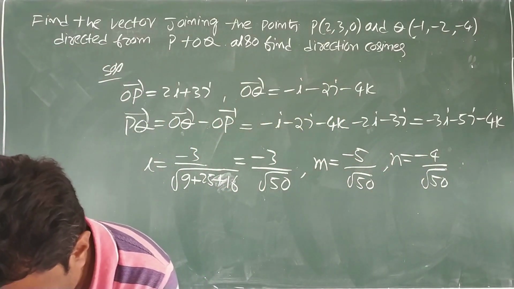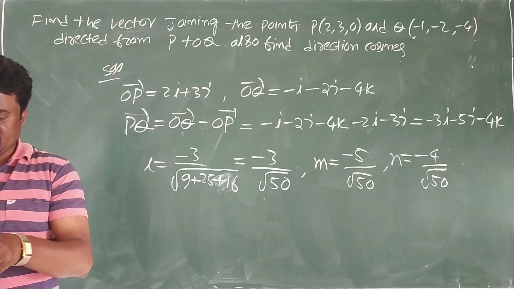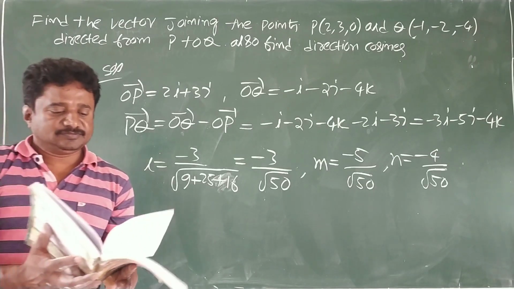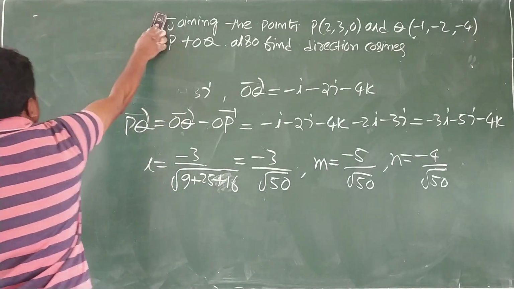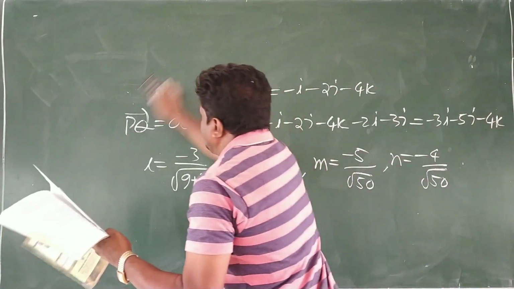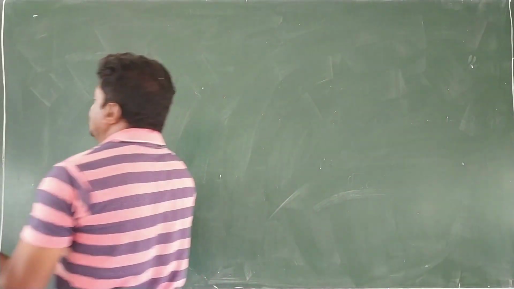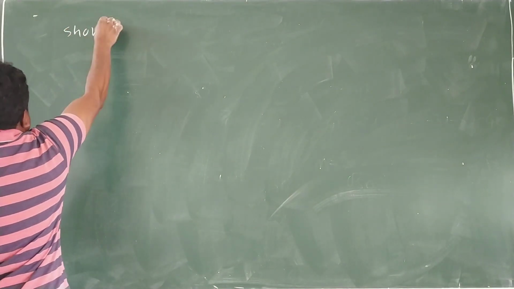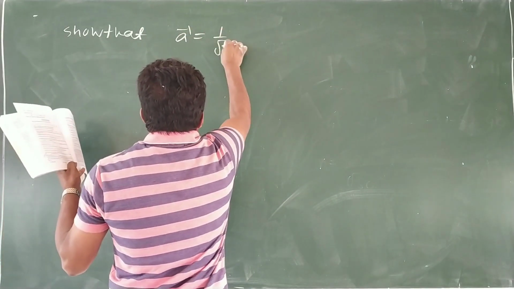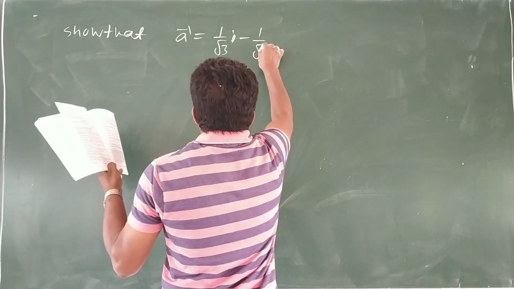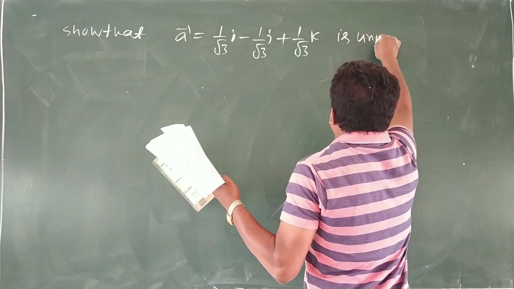Let us move on to the next question. Show that vector a equals 1 by root 3 i minus 1 by root 3 j plus 1 by root 3 k is a unit vector.